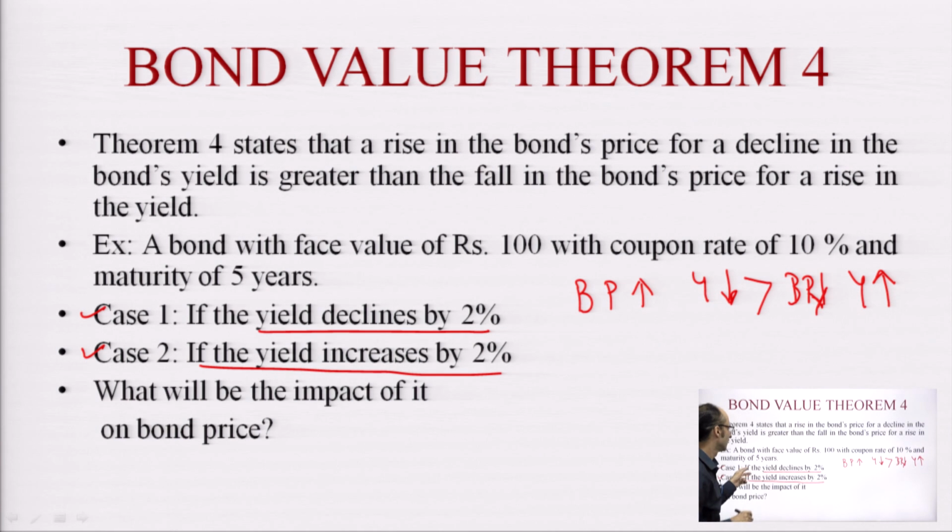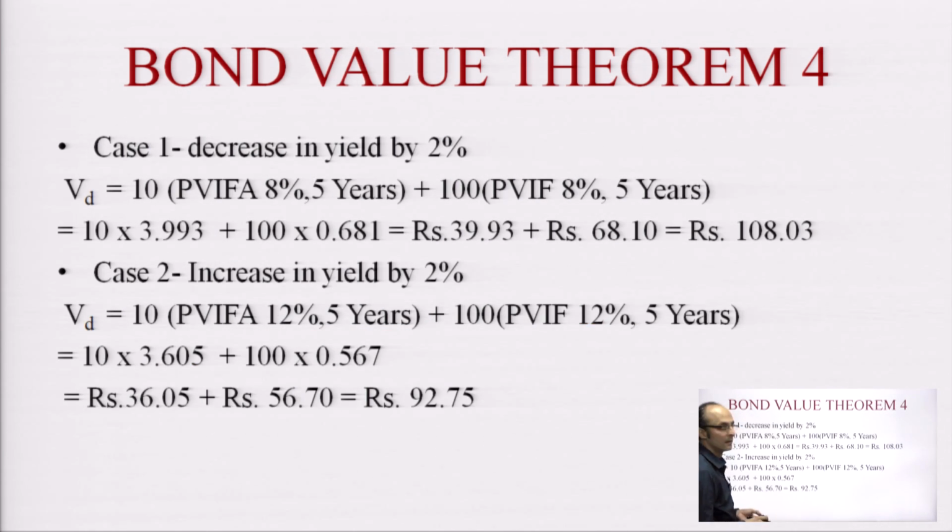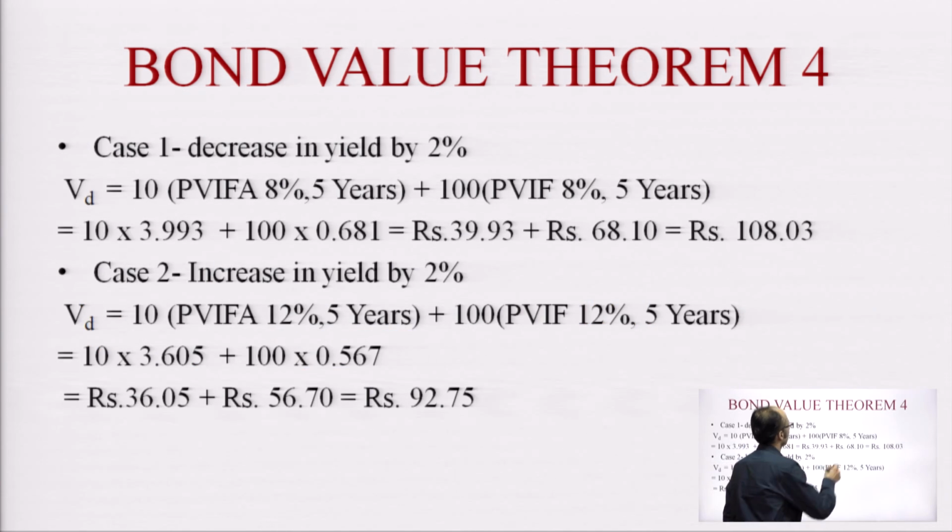So in case 1, the yield will decline by 2%, in case 2, the yield will increase by 2%. Now see what will be the impact on the bond price if the yield changes by the same percentage. How it will impact the bond prices is to be seen. Let us see it in the next slide. Now case 1, here you can see we have already said that the bond price was face value of 100.